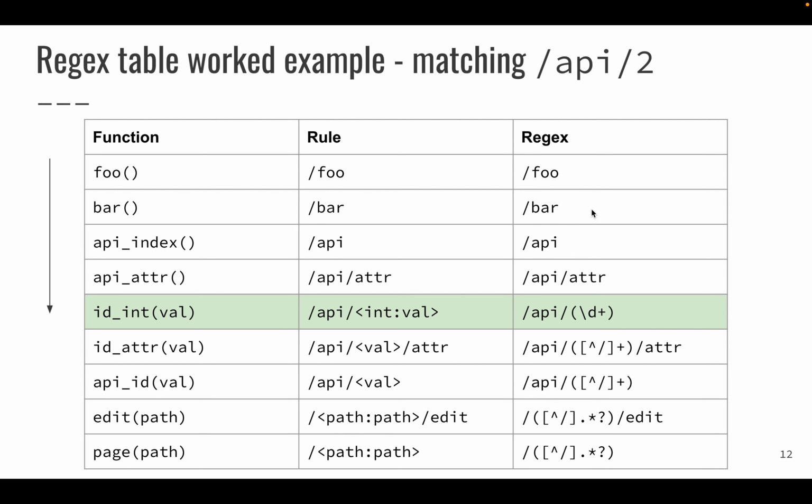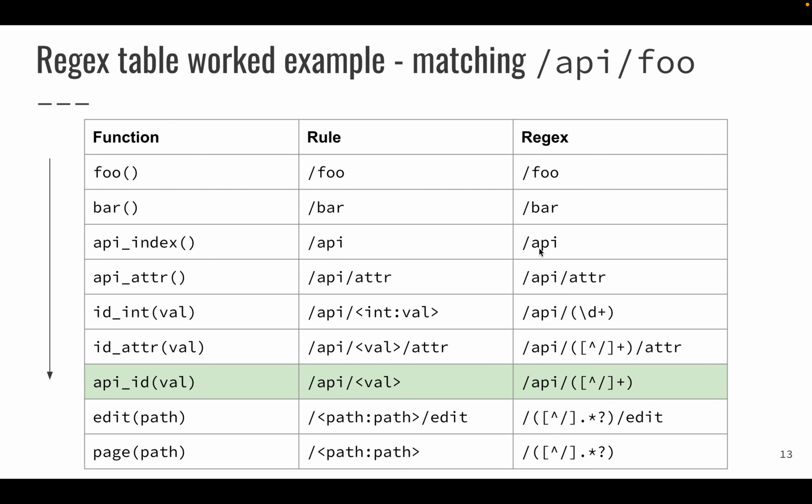Foo doesn't match, bar doesn't match, API doesn't match, API/atta doesn't match, but API and then the regex \d+ does match, and it will pick out the 2. Now, you can hopefully see why the ordering is important here, because if this rule was before this one, this would match first, and we'd never call the more specific int converter as we'd want to. Okay, so that's that.